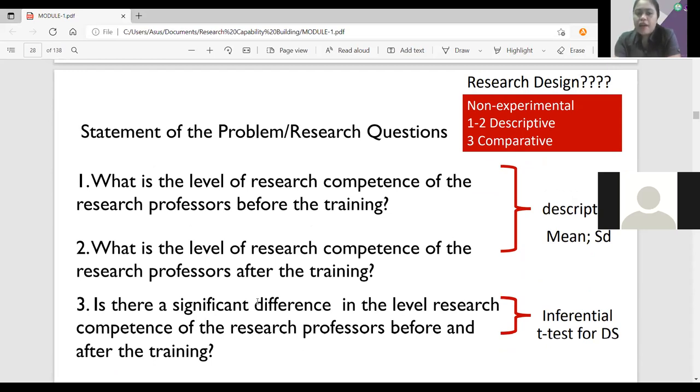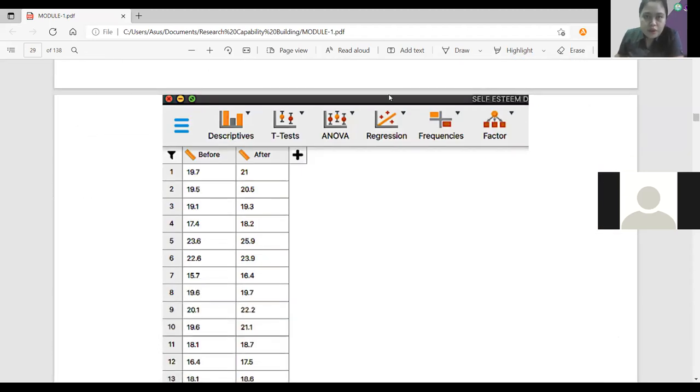And then of course, we have a question here: is there a significant difference in the level of research competence of the research professors before and after the training? So it's really a paired t-test, because the two measurements are done in the same participants. So if we are going to look at JASP, how we will do it in JASP, but before that, let me show you the scores first.